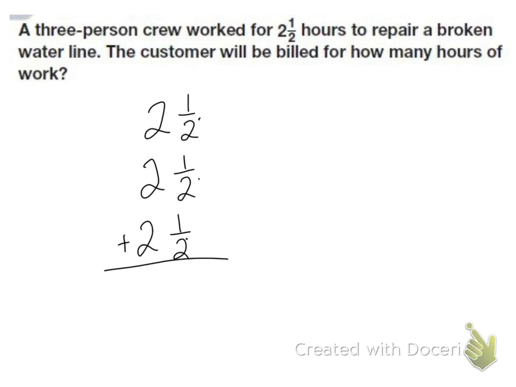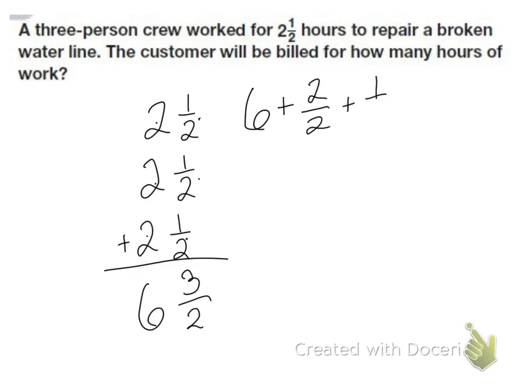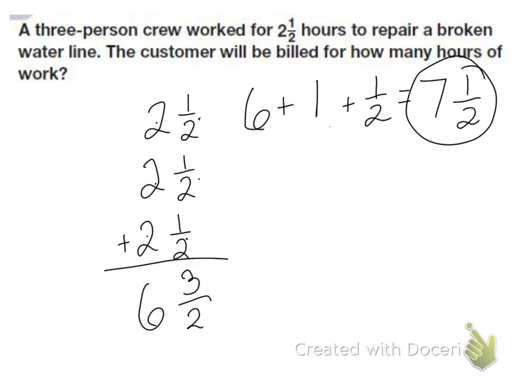Okay. So we end up with 1/2 plus 1/2 plus 1/2 is 3/2. 2 plus 2 is 4 plus 2 is 6. So we have 6 and 3/2, which is improper. So we're going to take the whole number and keep it by itself. And then we're going to change 3/2 into 2/2 plus 1/2. Okay. Well, I know 2/2 is the same as 1. So we end up with 6 plus 1 plus 1/2. So that equals 7 and 1/2.